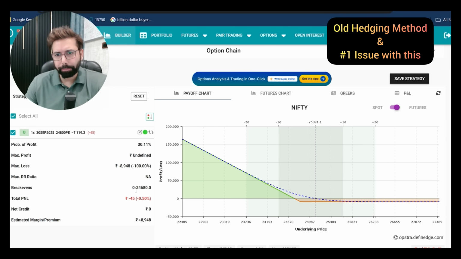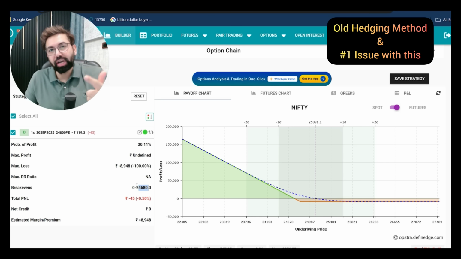But the worst part is that the market really has to move significantly. You can see the break even here, which is approximately 24,680. The market is at 25,091. So if the market stays here for a few days, then it really has to travel really fast. And imagine if you hedge like this, especially on a Friday, we have Saturday and Sunday, two days of theta literally leaking out from our trade.